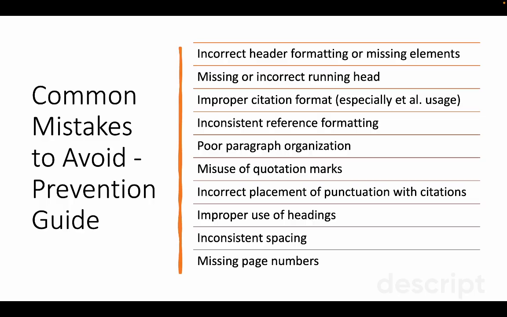Here are some common mistakes to avoid, a prevention guide. Incorrect header formatting or missing elements, missing or incorrect running head. So again, going from professional versus a student paper, you do not need the running head. Okay. Improper citation format, especially "et al." usage. Inconsistent reference formatting, poor paragraph organization, misuse of quotation marks, incorrect placement of punctuation with citations, improper use of headings, inconsistent spacing, and missing page numbers, again at the top right of your page.